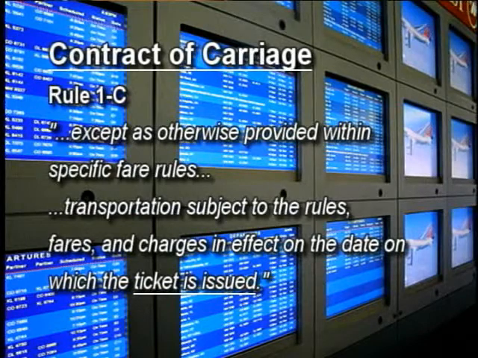Now, in order for it to be different, the fare rule that you choose has to override that, and I haven't found one on United. So there's a perfect example of how the general rules and the fare rules can contradict one another, and when they do, the fare rule overrides the general rule.